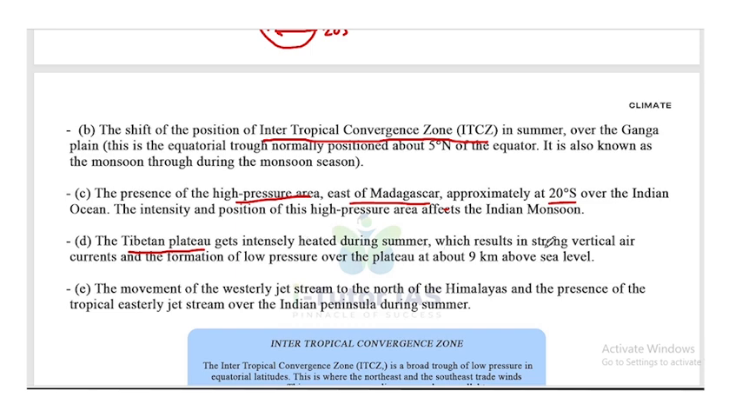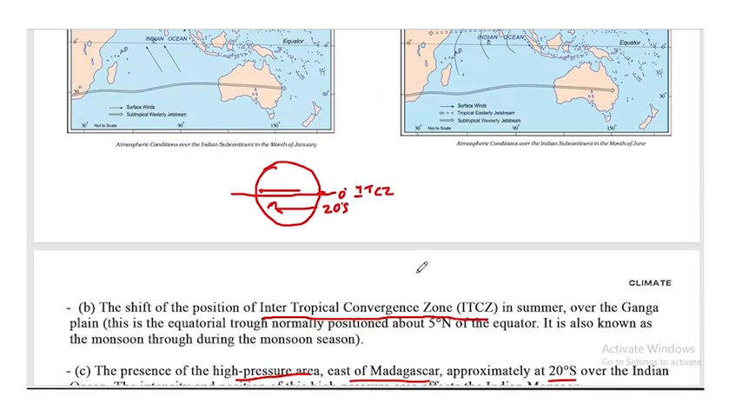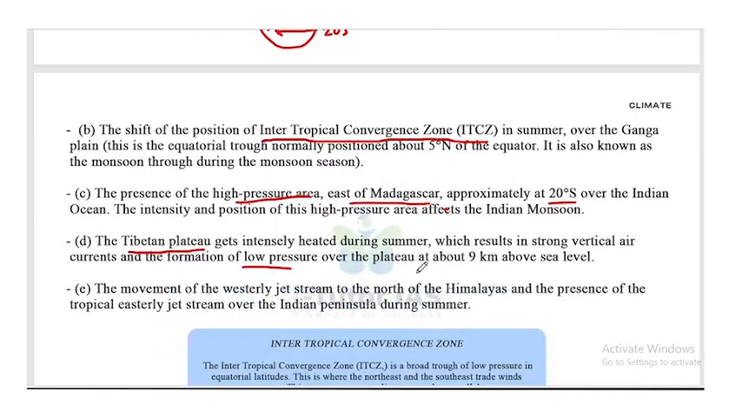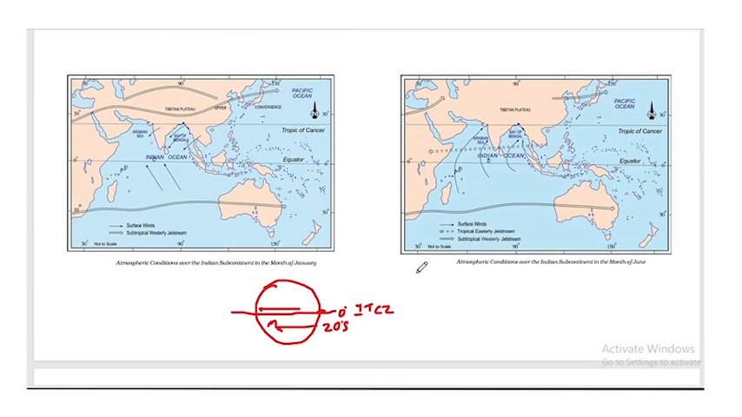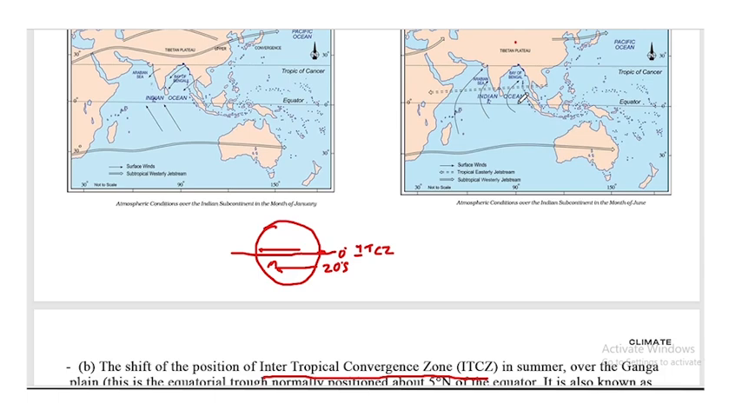This results in strong vertical air currents and the formation of a low pressure over the plateau at about 9 km above the sea level. So in the summer season the Tibetan plateau gets intensely heated and it creates a low pressure. This is the Tibetan plateau and it creates a low pressure.